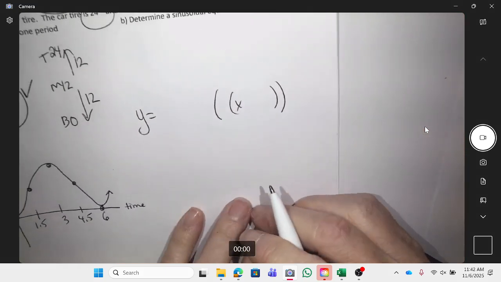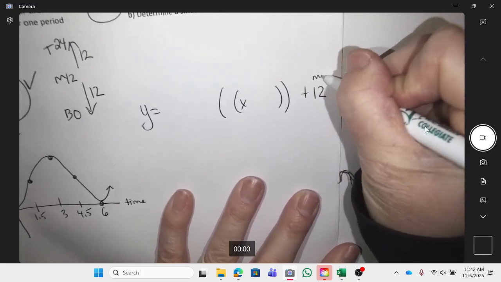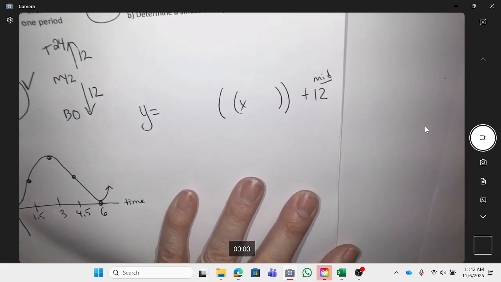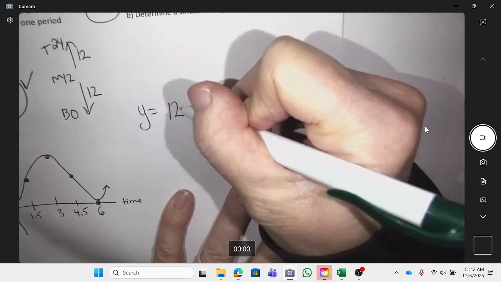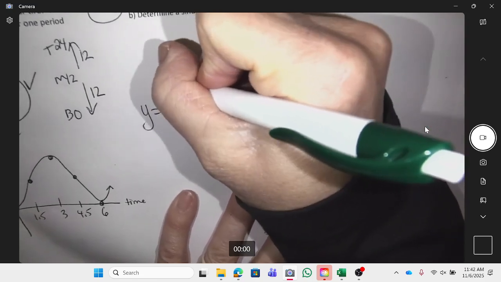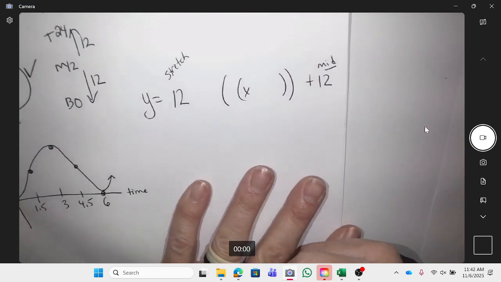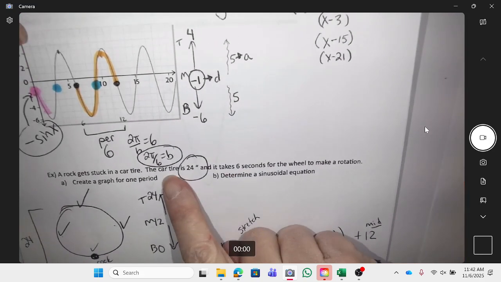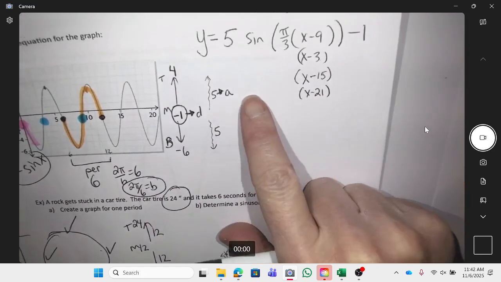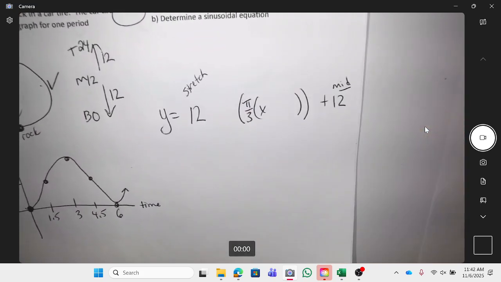Okay, so for an equation, I'm going to go plus 12, that's the middle shift. I'm going to put 12 in the front because that's our stretch as well. We just did this one above. Is that okay if I just copy down? We just did a period of 6, pi over 3. Are you okay if I just write that in there? We just did the exact same thing.